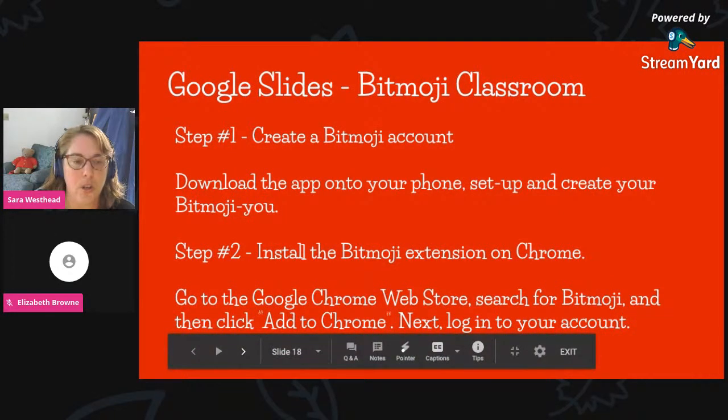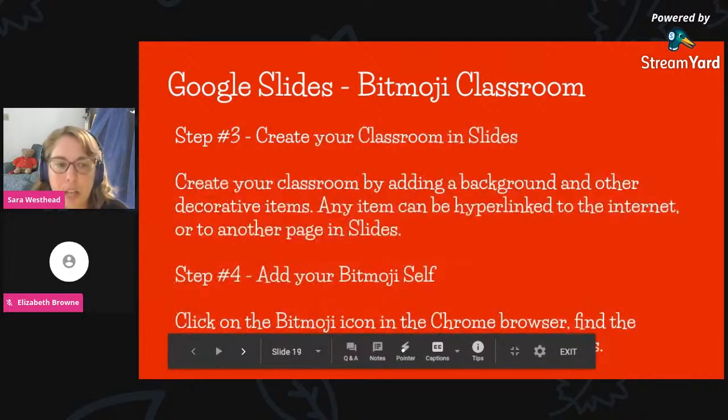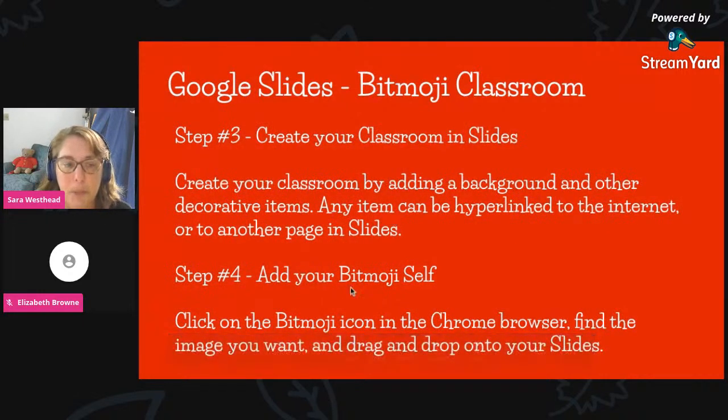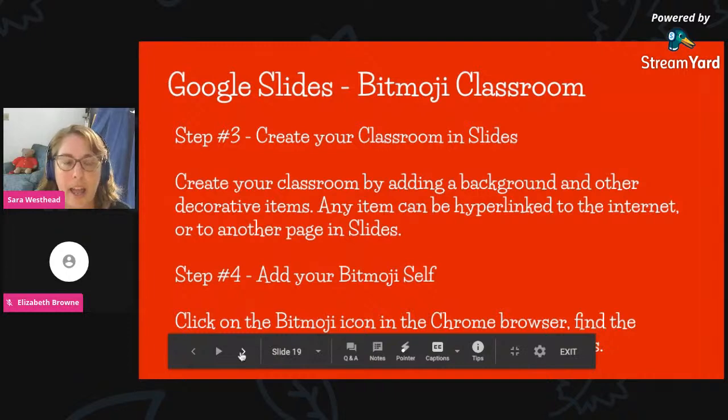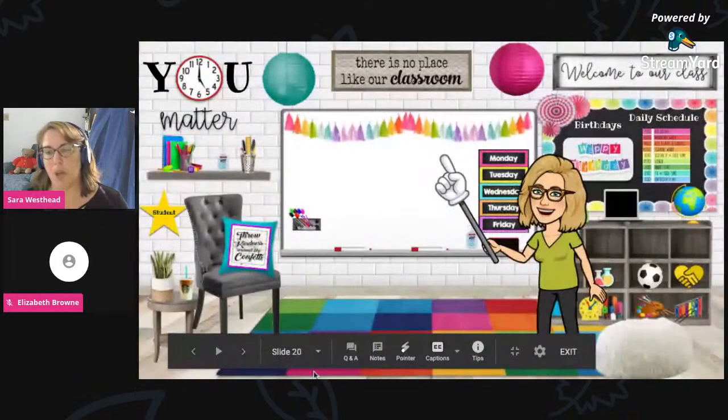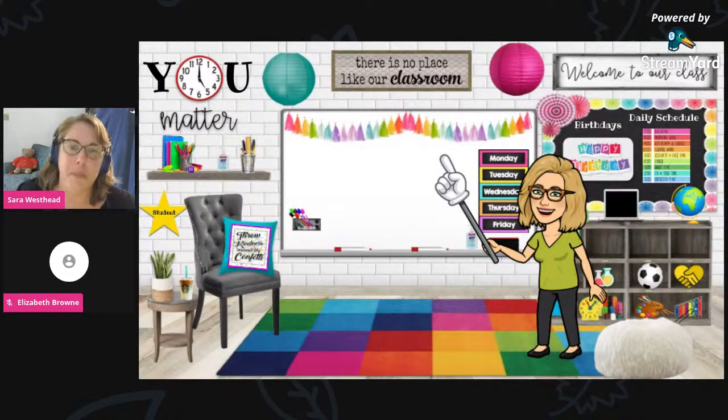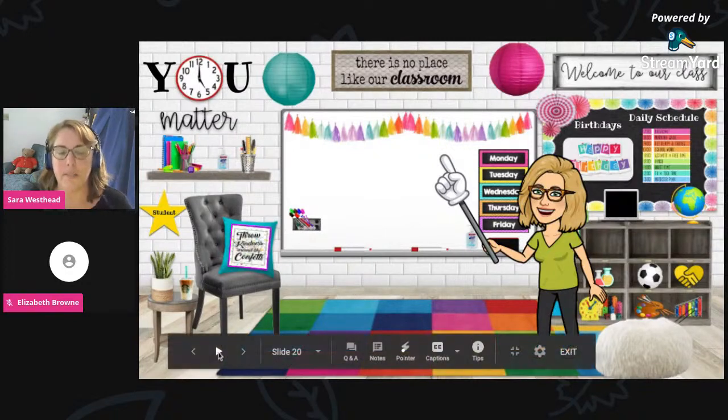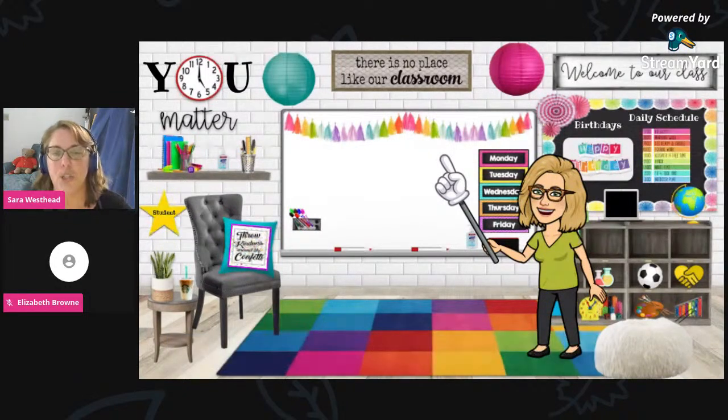Once you've got it installed in Chrome, you can then begin creating your classroom, add your Bitmoji self, add any hyperlinks, and keep going. So here is an example of a Bitmoji classroom. This one is just basic. I haven't created any hyperlinks, but it kind of gives you an idea. In fact, a colleague in the US created this classroom. So I kind of used it because it was nice and pretty and easy to access.